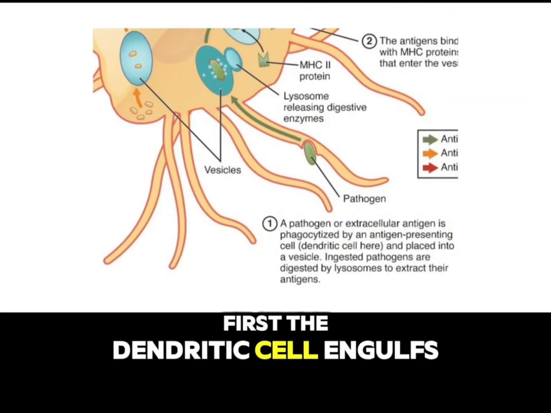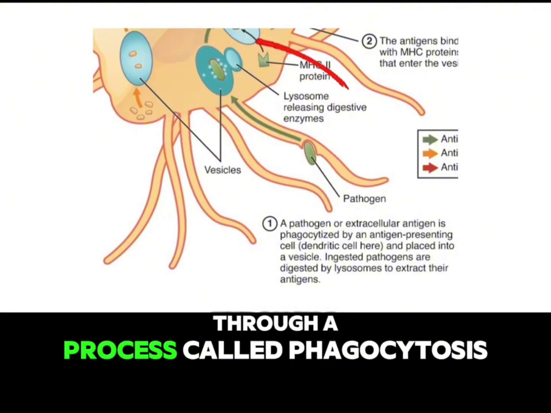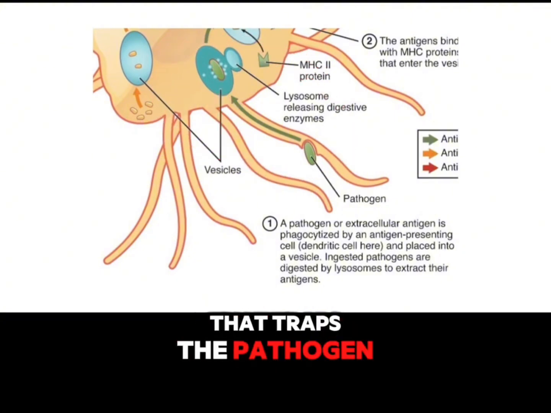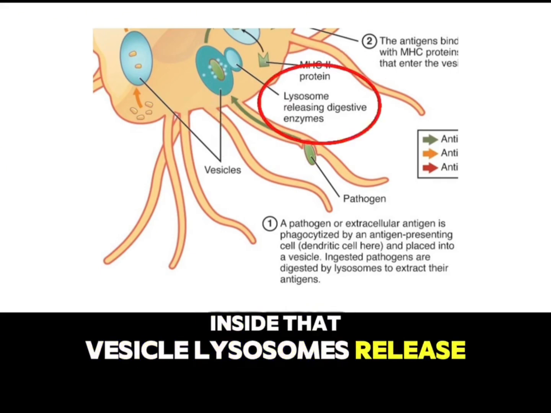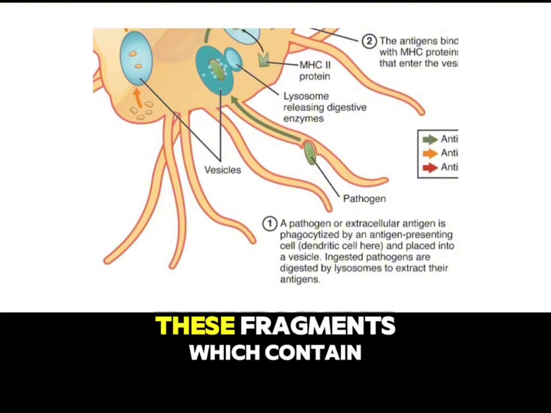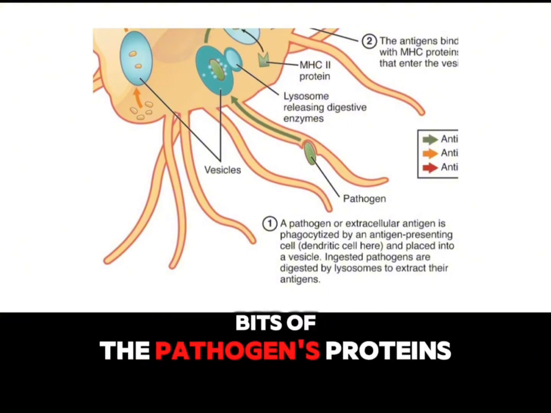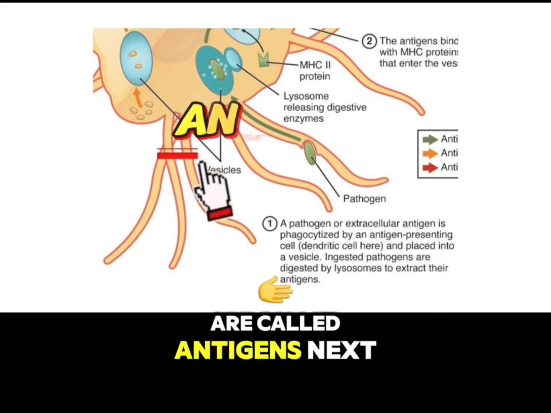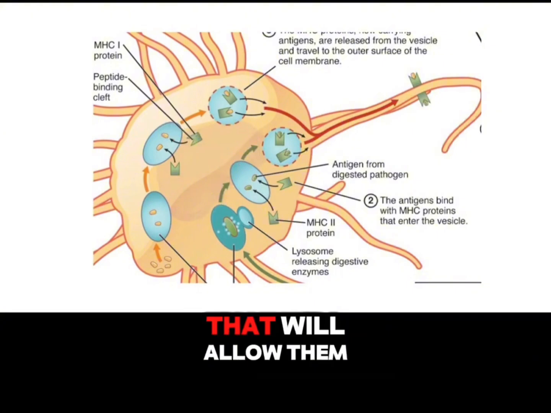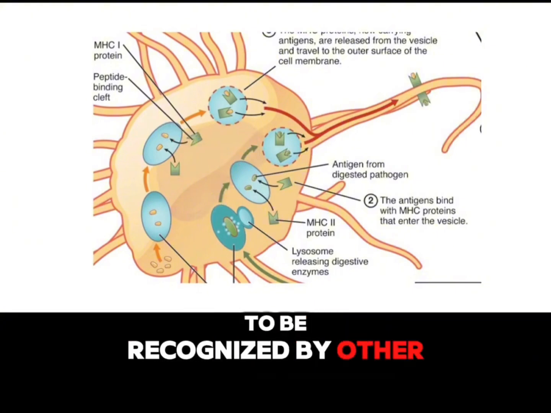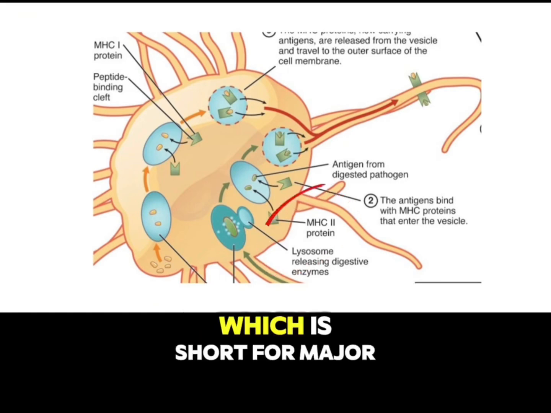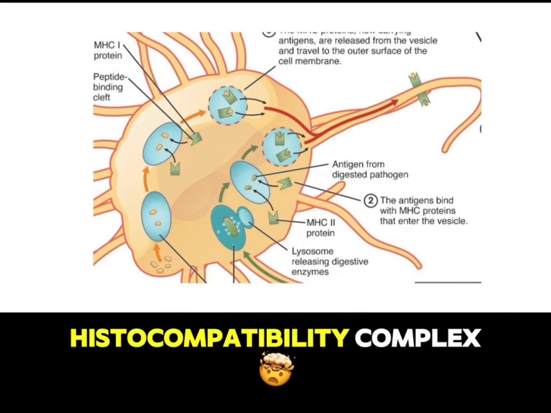First, the dendritic cell engulfs the pathogen through a process called phagocytosis, forming an internal vesicle that traps the pathogen. Inside that vesicle, lysosomes release digestive enzymes that break the pathogen down into smaller fragments. These fragments, which contain bits of the pathogen's proteins, are called antigens. Next, these antigens need to be paired with a molecule that will allow them to be recognized by other immune cells. That molecule is called an MHC protein, which is short for major histocompatibility complex.